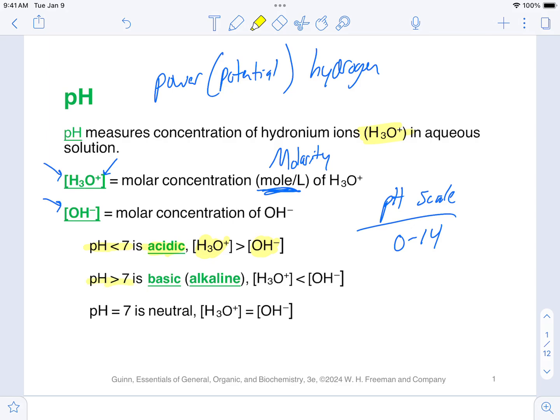If your pH is greater than 7, that is when you have something basic or alkaline, and your hydronium ion concentration would be less than your hydroxide concentration. And if you are right in the middle, if you are at 7, that is neutral, and that's when your concentrations will be the same. An example of something neutral would be water.